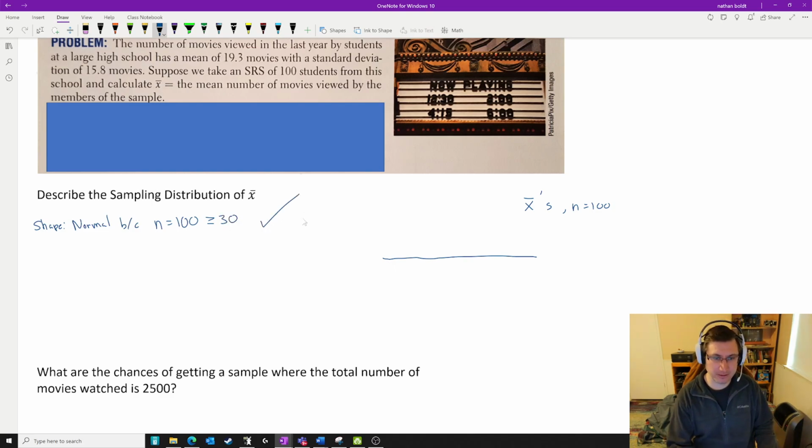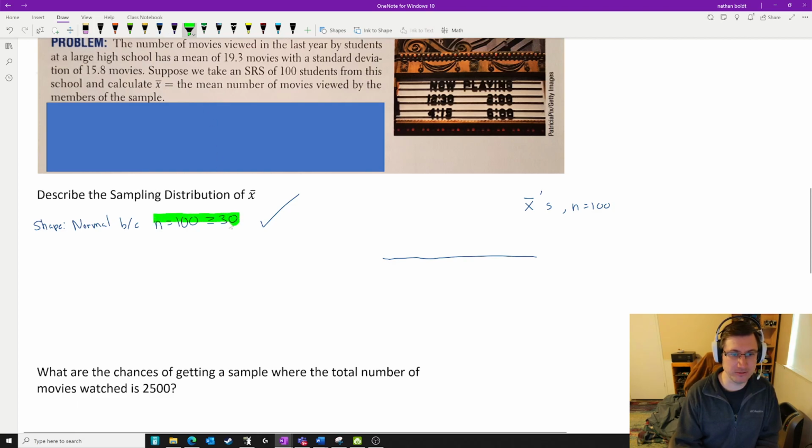Check. Our shape is normal. Our sample size is big enough. And yes, you do have to compare it to 30. You do need to say something like that. All right, what about our center?